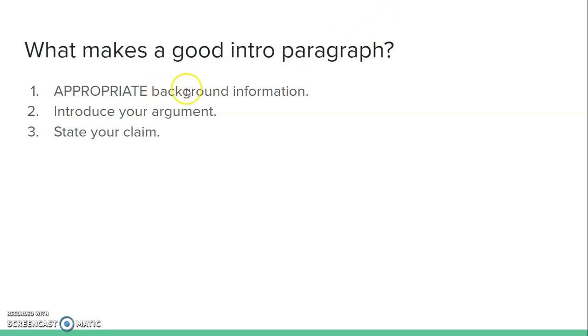That word appropriate comes right from the rubric. What does that mean? Appropriate background information. You've got to have enough information there in order for the reader to have a good understanding of the argument that you're trying to create, okay?